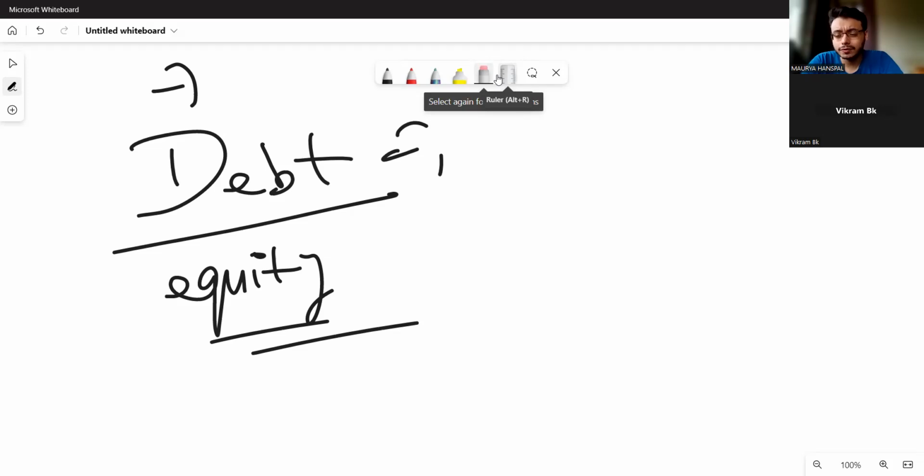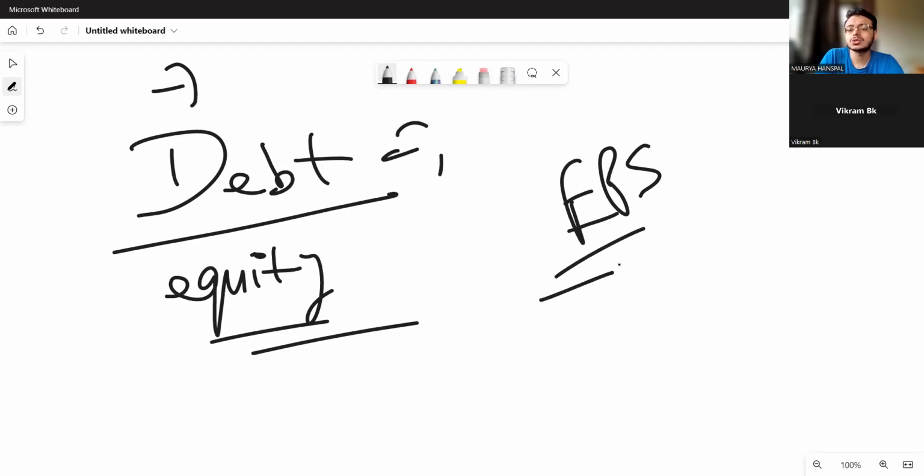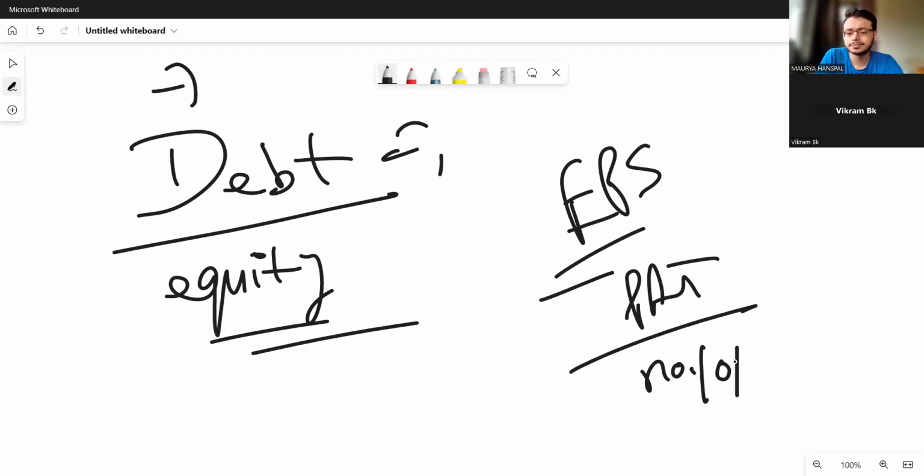But in the second scenario, the company has been raising equity and no debt. That can be considered positive still, but it will dilute the value of the existing shareholders. Like for example, what's the formula for the EPS of the company? It's your profit after tax divided by the number of shares outstanding, correct?